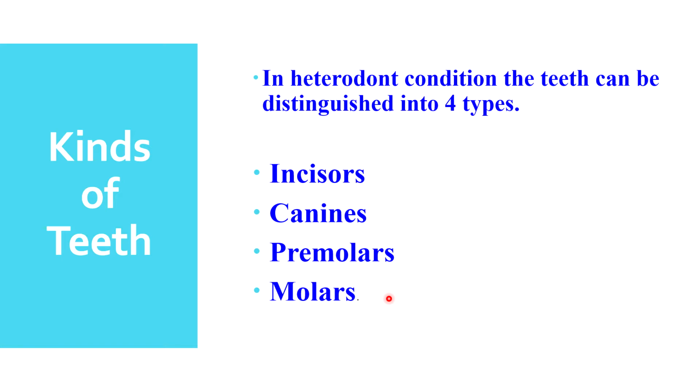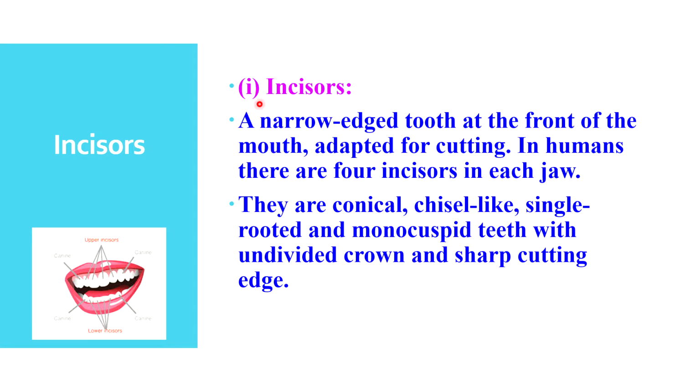In the heterodont condition, the teeth can be of different kinds. Four different kinds of teeth are present. They are incisors, canines, molars, and premolars. The first one is the incisors. These are the narrow-edged teeth at the front of the mouth, and they are adapted for cutting. They are 4 in number on the upper jaw and 4 on the lower jaw.